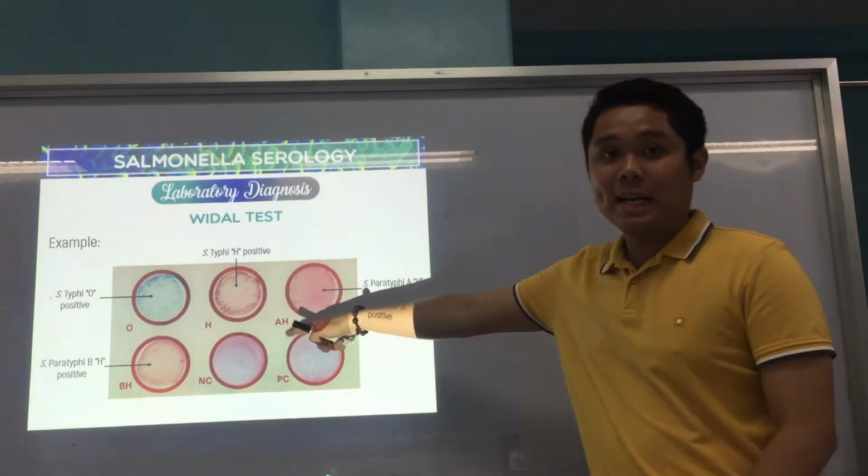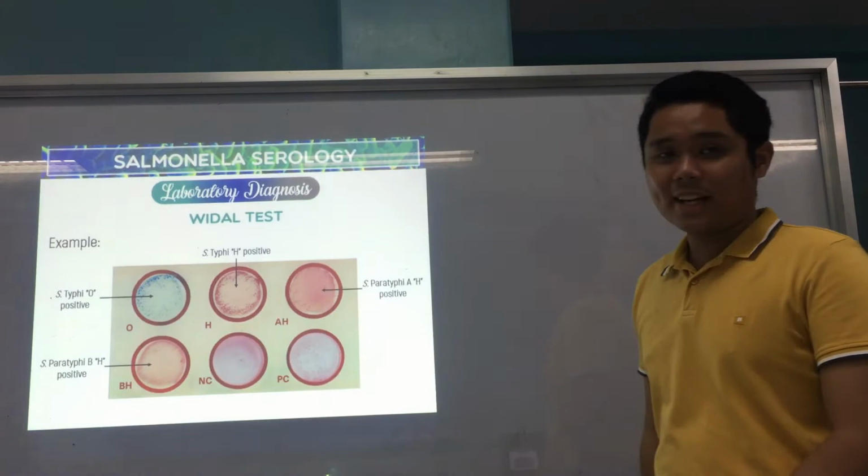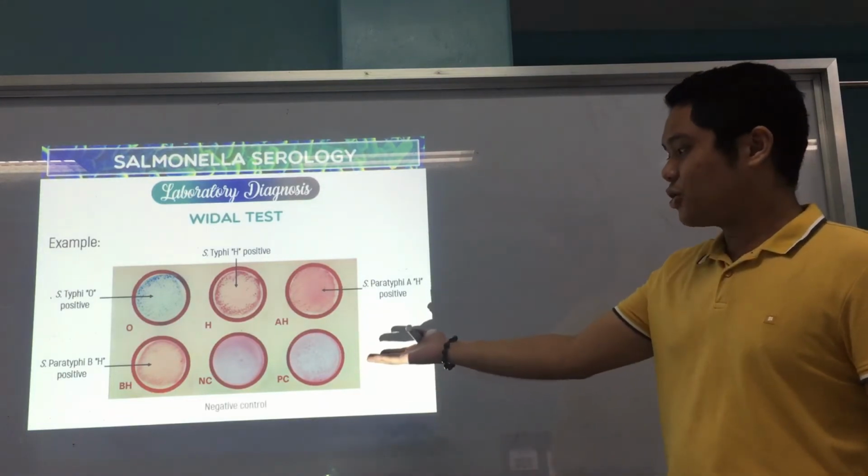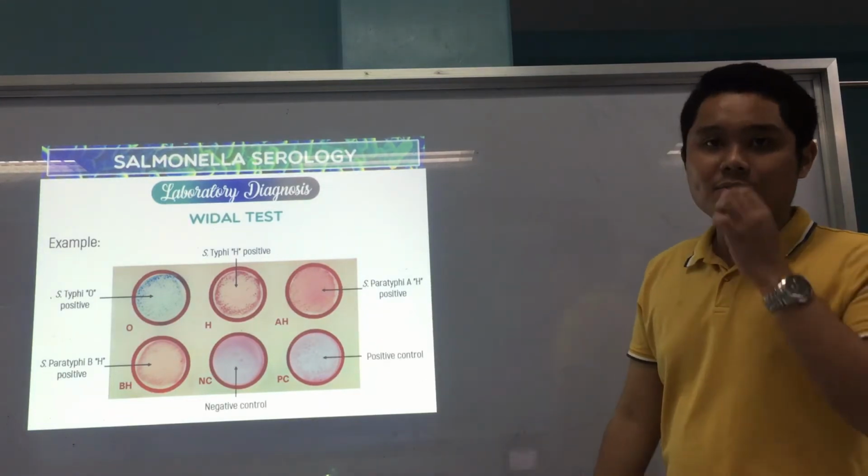Paratyphi A, di ba? So, nasa label daan. So, AH, BH, okay? And of course, you have the positive control and the negative control. So, that's for the Widal test.